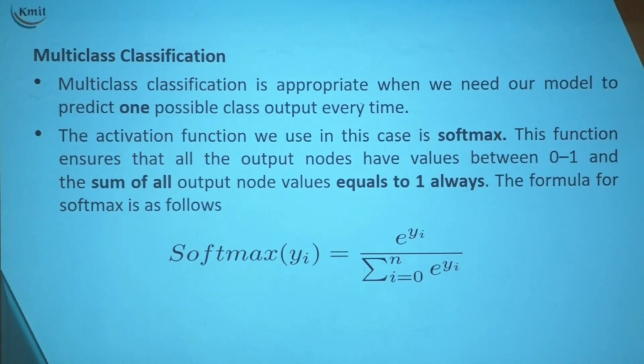Because when you are programming, you will need these formulas. Three formulas are enough: MSE, BCE, CCE. This is called CCE, categorical cross entropy, which we use for multi-class classification. E power yi by the summation of e power yi. Probability: see, say there are 100 students. 10 by 100, what is that? 10 pass people out of 100. This is the probability. So the same thing here.